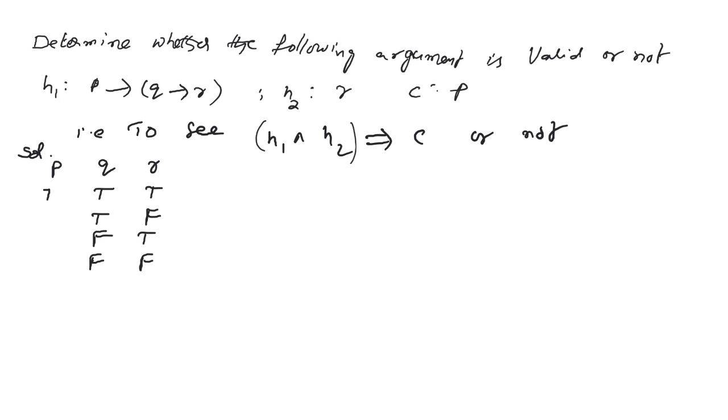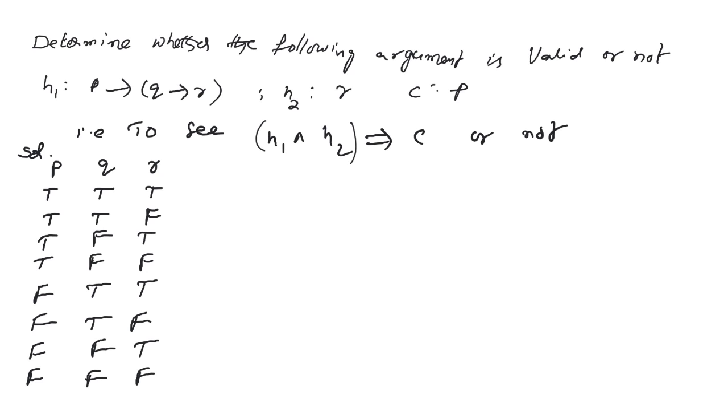When q is false, r may be true or false. When p is true, q r may be true true, true false, false true, false false. When p is false, q r may be true true, true false, false true, false false. In this manner, we have 2 into 2 into 2, that means 2 power 3 possible combinations of truth values. This is known as the fundamental truth table.